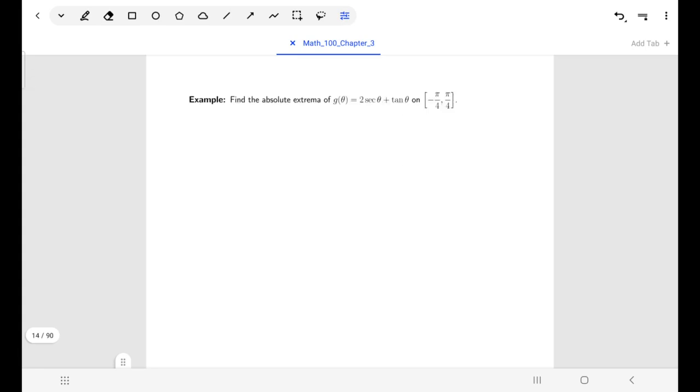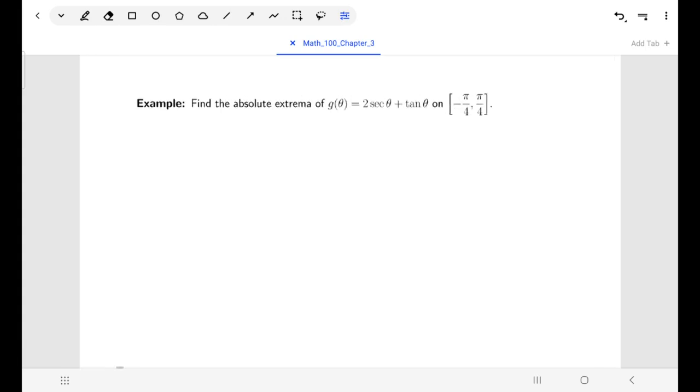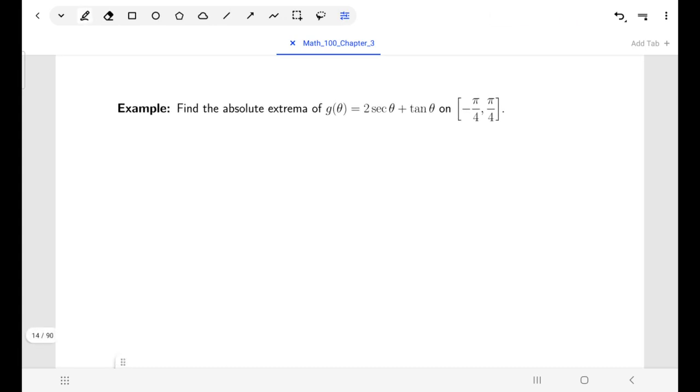All right, so we've got a little trigonometry problem here. I have a function 2 secant theta plus tangent theta, and it's on that closed interval. I know where secant and tangent are undefined. They both have vertical asymptotes at the same place, at pi over 2 and 3 pi over 2, all those odd pi over 2's. So that means those are places where g would be discontinuous.